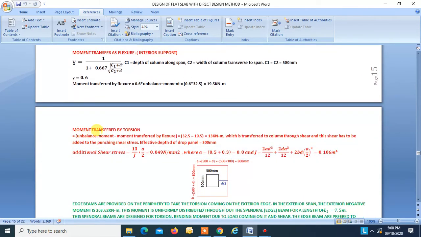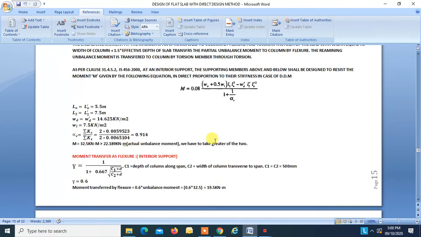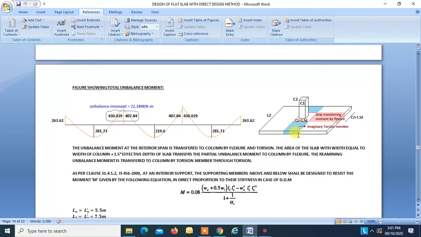Now, moment transferred by torsion. So the remaining moment is equal to the unbalanced moment minus the moment transferred by flexure. The unbalanced moment we are taking is 32.5 minus 19.5, that is equal to 13 kilonewton meter, which is transferred to the column through shear, and this shear has to be added to the punching shear stress. The effective depth D of the drop panel is 300. Okay, so this is a part. Okay, this is the imaginary torsion member, which will transfer the torsional moment to the column.